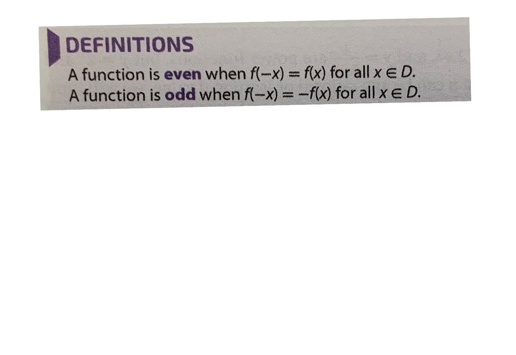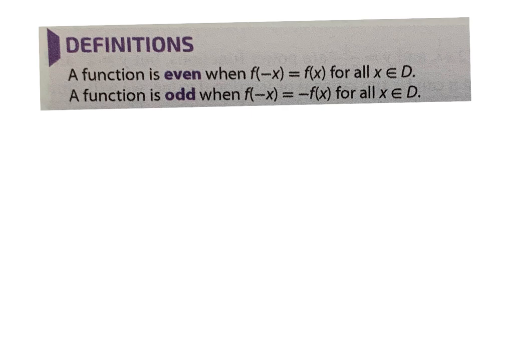So first you want to think about what makes a function even or odd. A function is even when f of negative x equals f of x for all x element of the domain, and odd when f of negative x equals the negative function. What does that mean? That means it's even if you can plug in a negative x for every single x in the function and it stays the same.